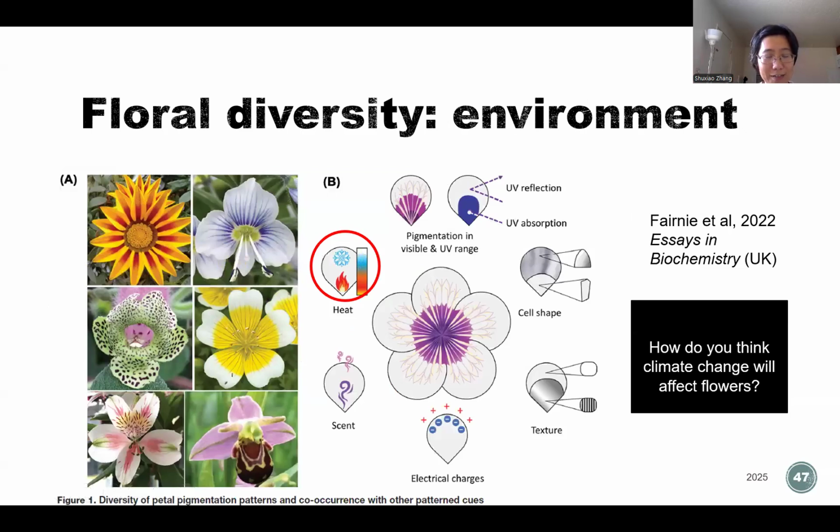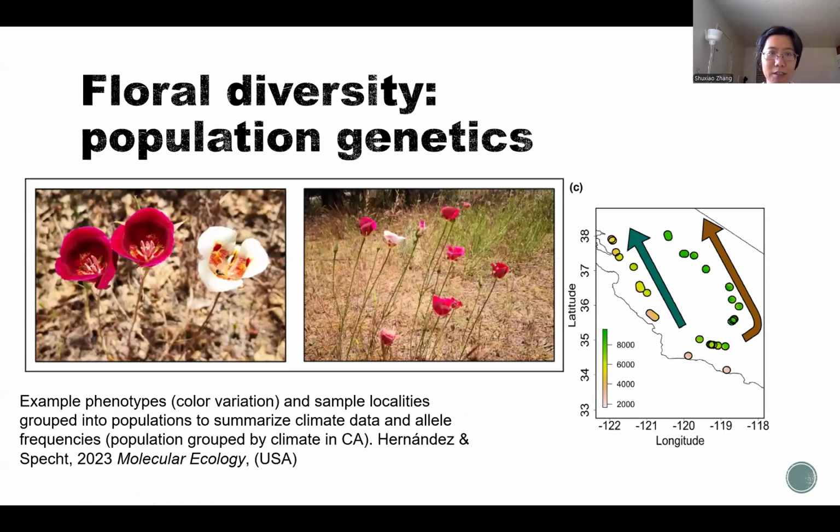So something that we can now think about, in addition to the leaf, is what will climate change do to the flowers? Because we know that temperature will have an effect on floral development as well as pigmentation. There's also population genetics in terms of diversity, both for vegetative organ and reproductive organ. In this case, here is an example of floral diversity for population genetics in Calochortus, commonly known as Mariposa lilies. And you can see there's variation in color.